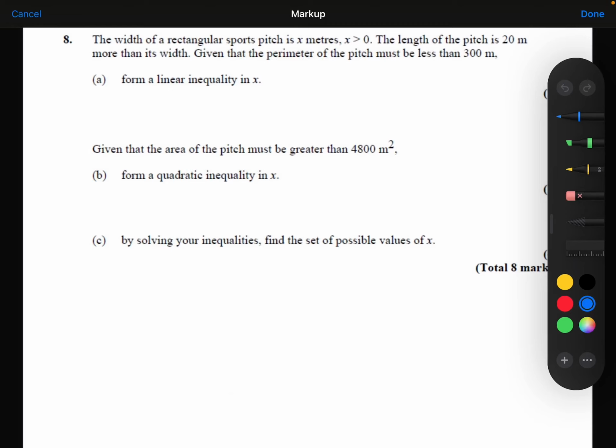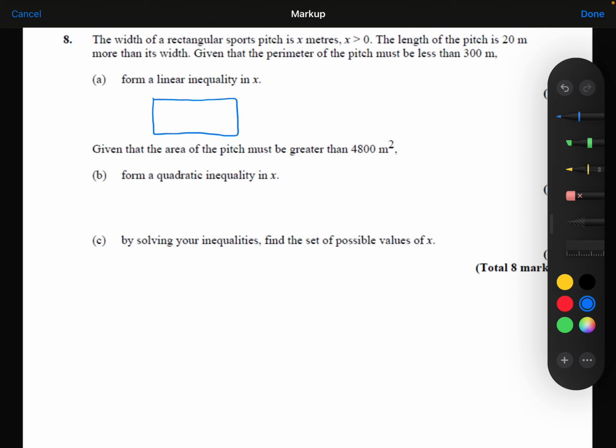x meters, where x is greater than 0, the length of the pitch is 20 meters more than its width. Given the perimeter of the pitch must be less than 300 meters, form a linear inequality in x. So let me just draw a sketch so I can picture what's happening here.